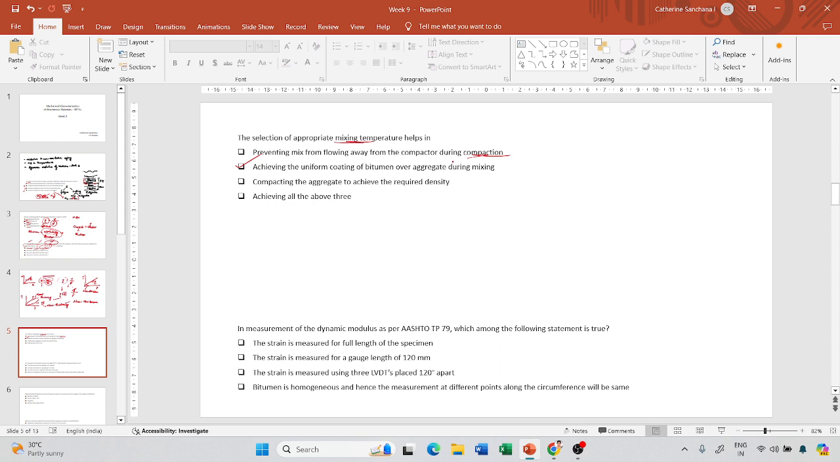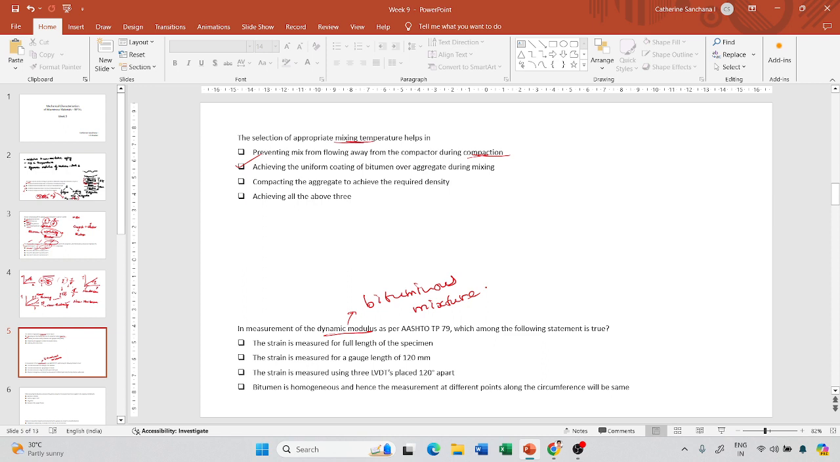In measurement of dynamic modulus as per AASHTO TP 79, which among the following statements is true? So this is one of the modulus measures for a bituminous mixture. Right? Now, how will you measure this modulus? On what sample is it measured, and what type of loading is applied, and what response is captured from the sample? So let us first understand why a dynamic modulus value is required.